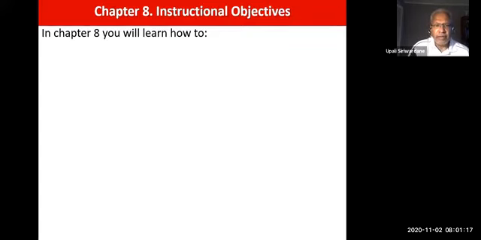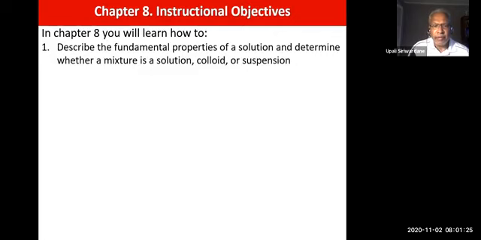Again, the instructional objectives for chapter 8. I'm going to go over them a little bit again. We will describe the fundamental properties of solutions and determine whether a mixture is a solution, colloid, or suspension. Liquid solutions are of three types: regular solutions, colloids, and suspensions. Their particle size increases in the order from solution to colloid to suspension.